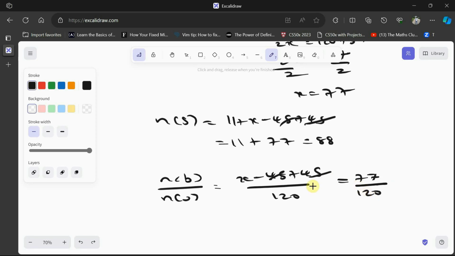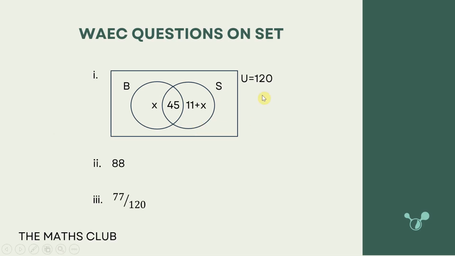This study shows that the probability that if somebody is taken at random, the person actually bought a bag is 77 over 120, and that's a very high number. If 77 people out of 120 buy your bag, that's actually a good number. Let's see if our answer is correct. Yeah, we can see our Venn diagram here, and then 88 and 77 over 120. Well done to us. Let's go to the next question.